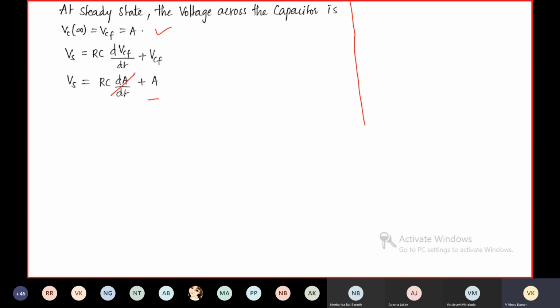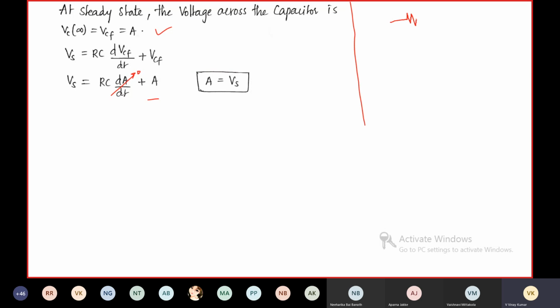This term will be 0. Differentiation of a constant is equal to 0, right? Finally you'll get k is equal to Vs. This is one way of getting the value of k.